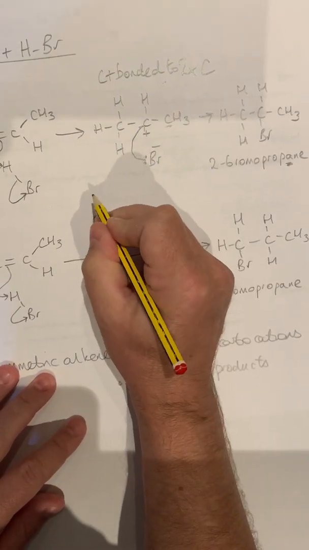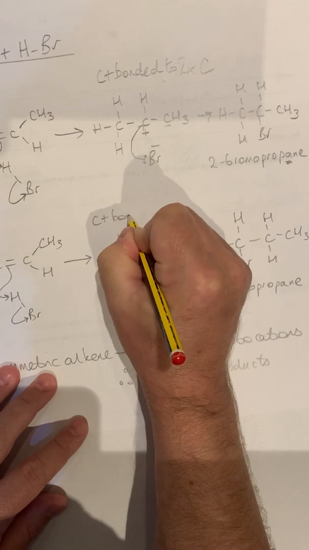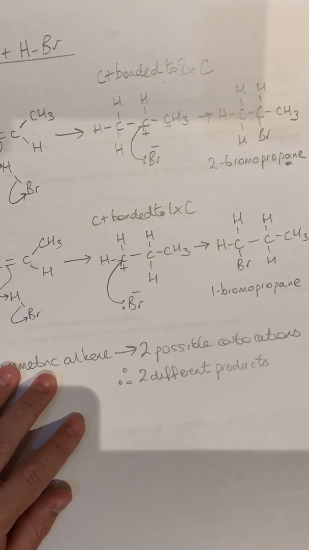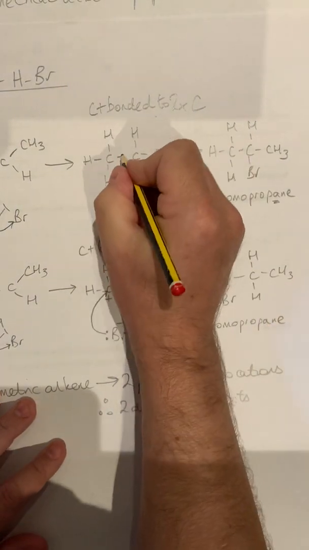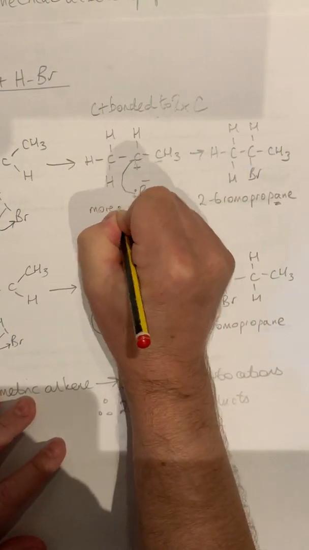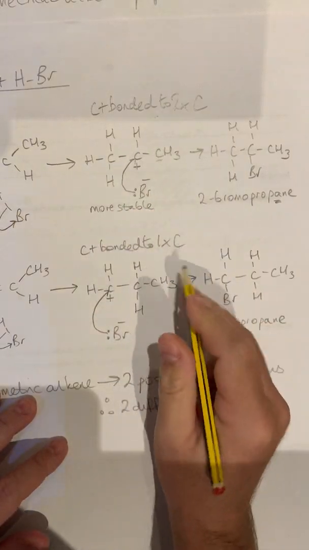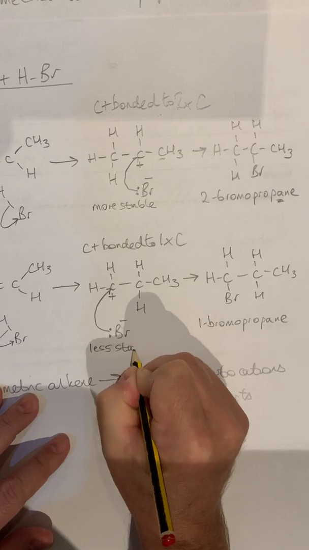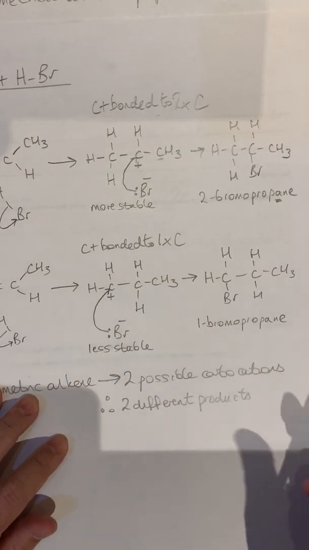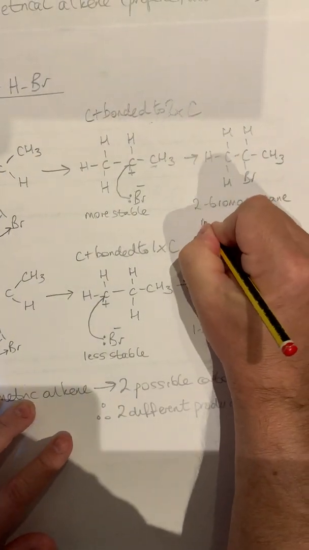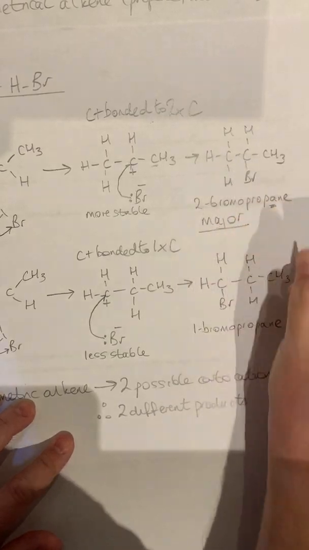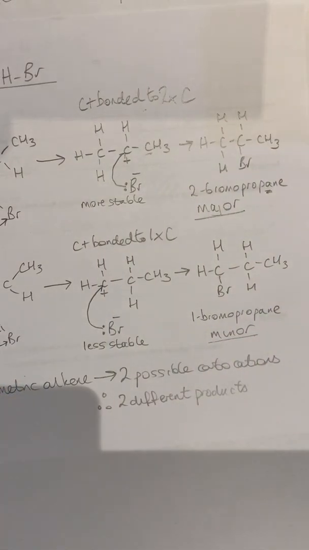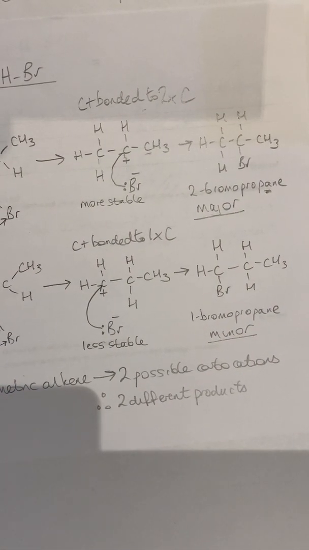So C plus is only bonded to one carbon. That makes this one, this carbocation, the more stable. This carbocation is the less stable of the two. Therefore, this product is going to be our major product. This one is going to be our minor product. And that was the other thing that I needed you to determine.